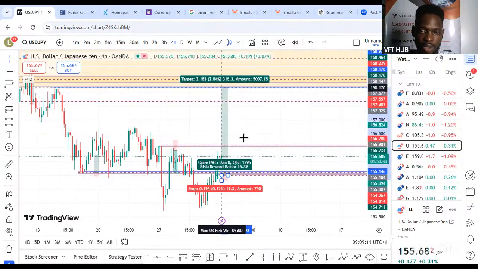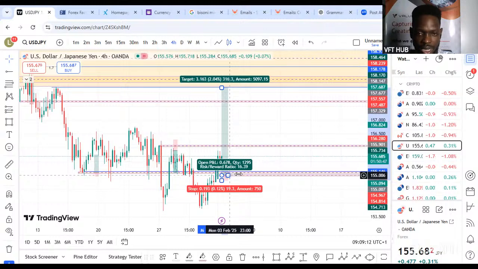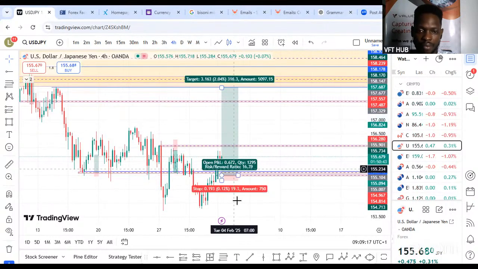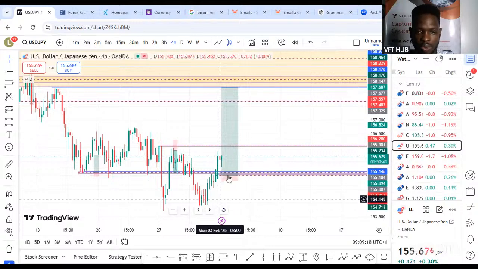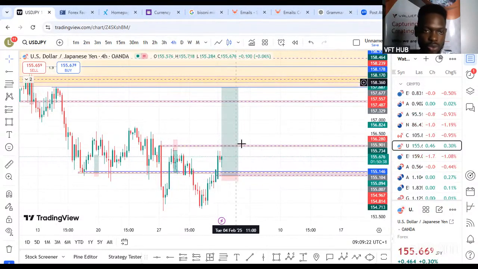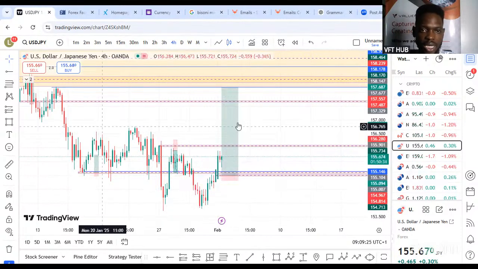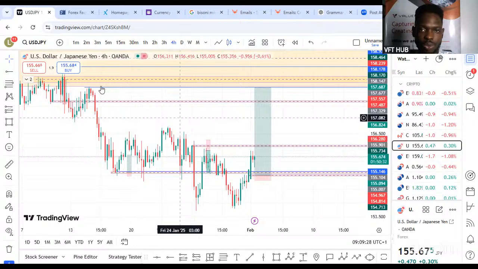It's going to take a while, not really a long while. What I mean is maybe this week or into next week. So if you want to hold a trade for a long while, you can look at this opportunity and follow through to the upside. But we expect that price should still come and take out all this level here and tap into this liquidity point here for USD JPY.